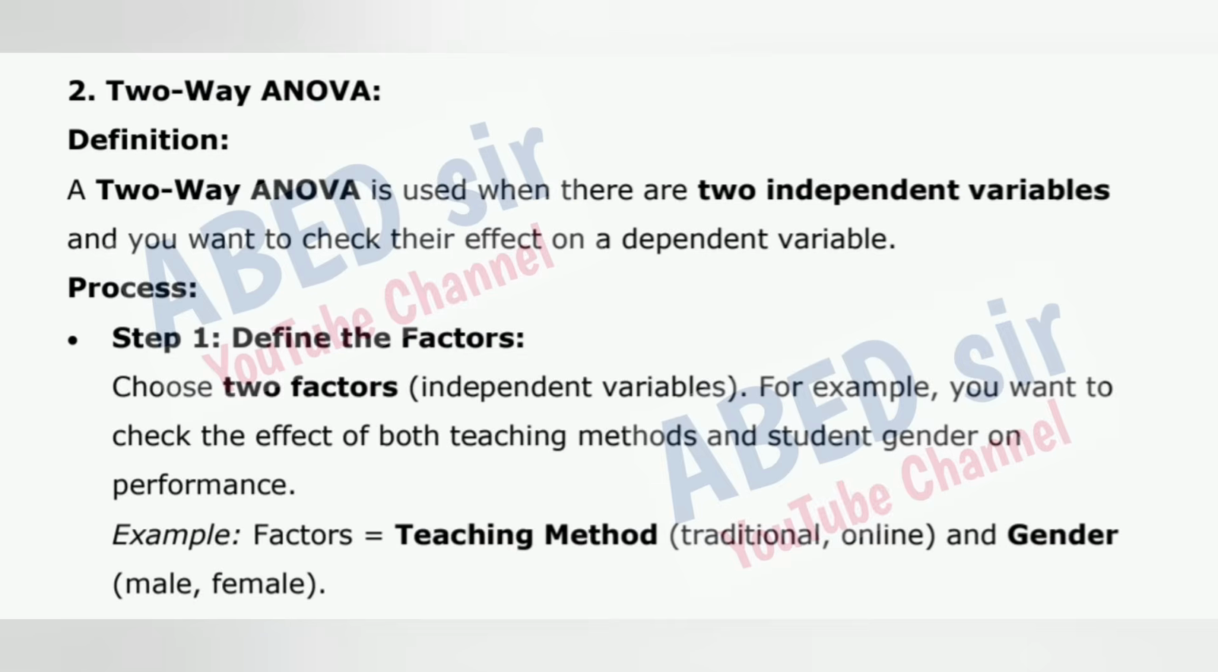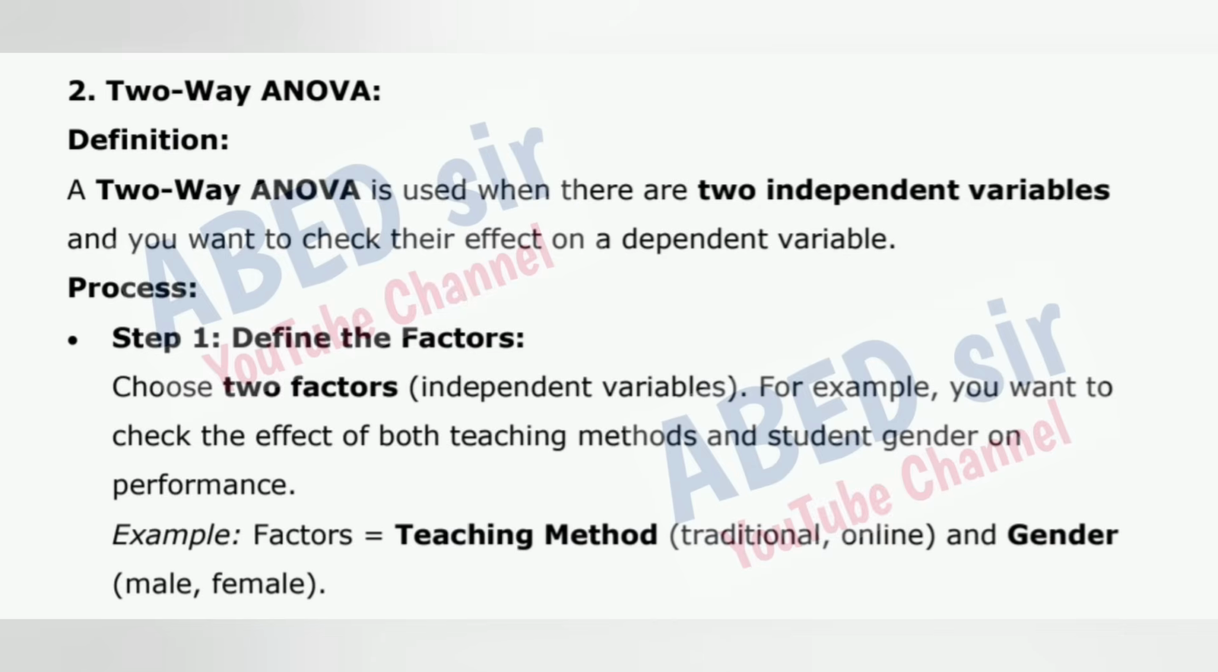2. Two-way ANOVA. Definition. A two-way ANOVA is used when there are 2 independent variables and you want to check their effect on a dependent variable. Process. Step 1. Define the factors. Choose 2 factors, independent variables. For example, you want to check the effect of both teaching methods and student gender on performance.